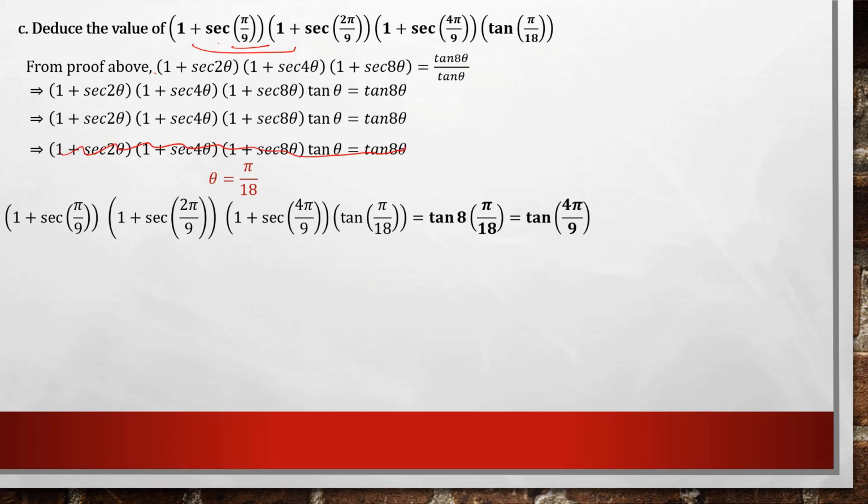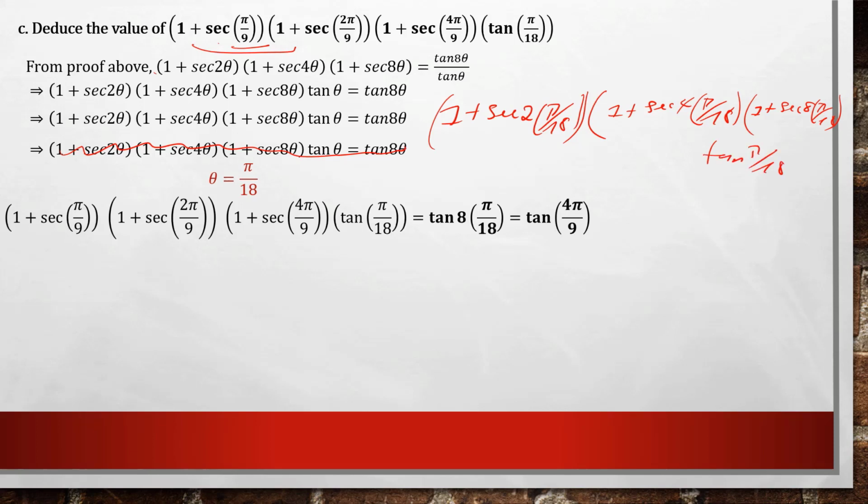I'll copy that statement twice. So what we have here is 1 plus sec pi on 9 times 1 plus sec. Now at this stage, if we want to have sec pi on 9 here, let me write it the way it was initially. So it's going to be sec 2 into pi on 18, that's pi on 9. Then the next will be 1 plus sec 4 into pi on 18, and the next will be 1 plus sec 8 into pi on 18, all of that times tan pi on 18.